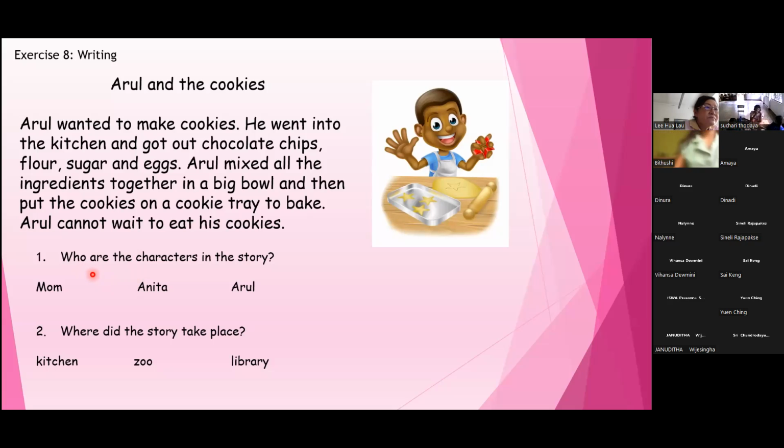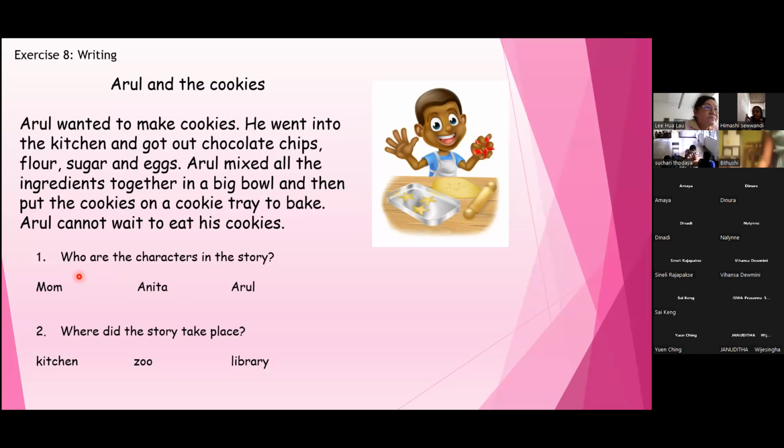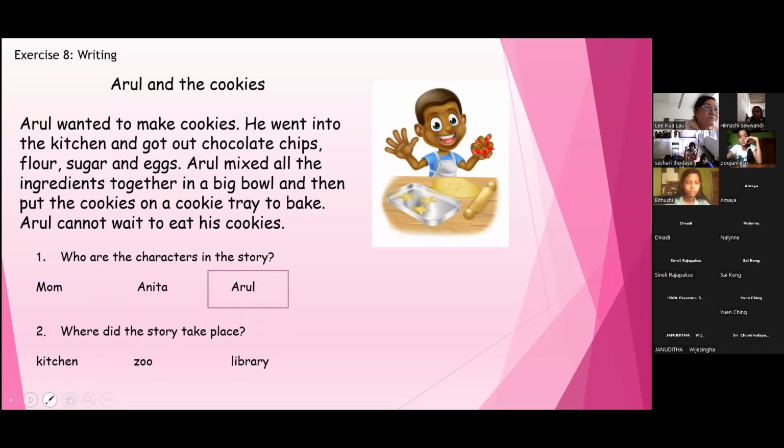Okay, now let's identify the characters in the story. Who are the characters in the story? Arul. Very good. Arul. Okay. Where did the story take place? Kitchen. Very good.